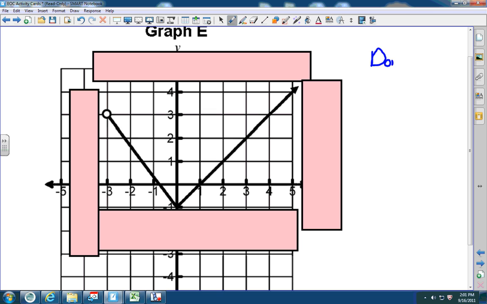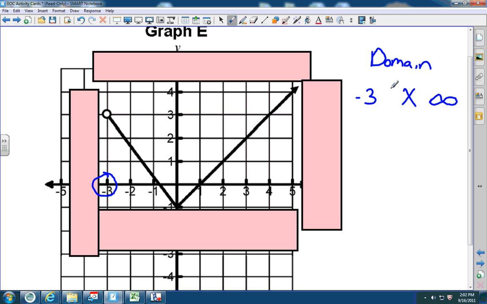I have the domain. I need to know that the domain is X. That means I go left to right. The farthest to the left is -3. So I'm going to put -3. And then I go all the way to the right. Wait a minute. It's not 5 because there's an arrow. Arrow means it goes on forever, so I've got that infinity symbol.